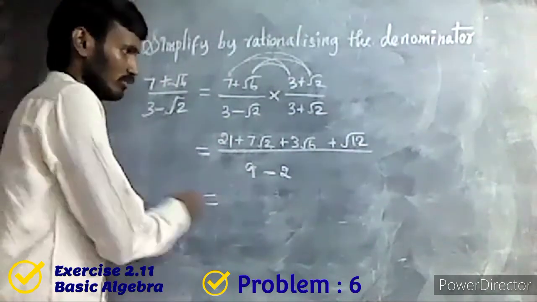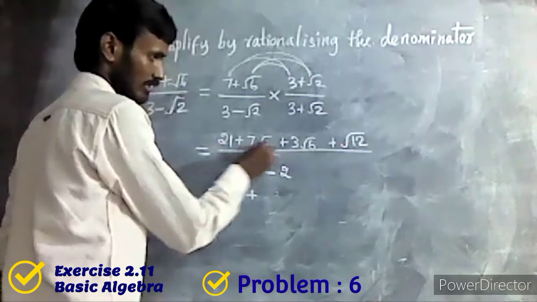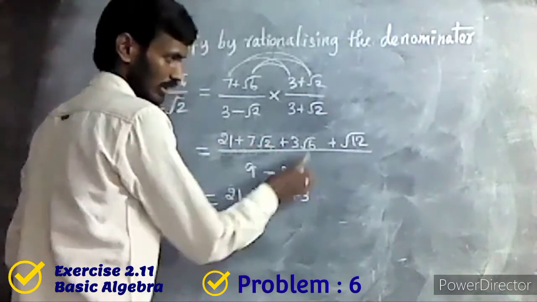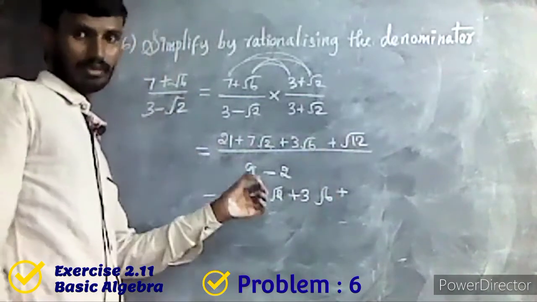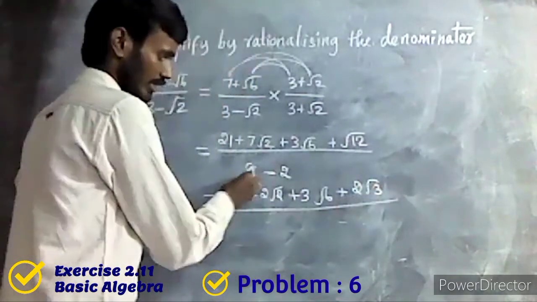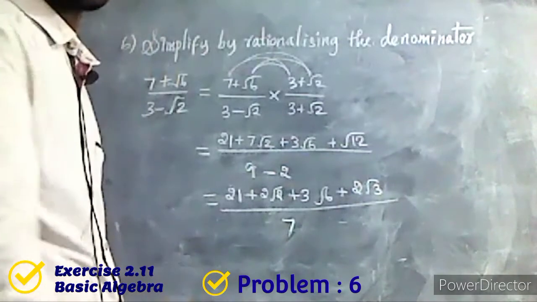So the simplified value is 21 plus 7 root 2. Here plus 3 into root 6. 12 will be 2 into 2 into 3, therefore 2 root 3. Whole divided by 7. So this is the answer for question number 6.